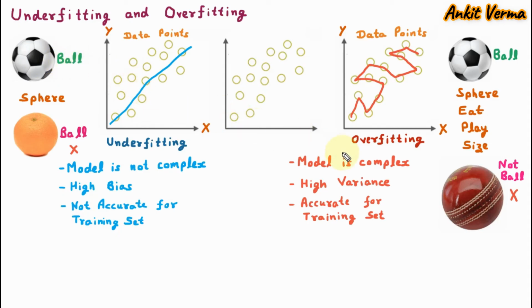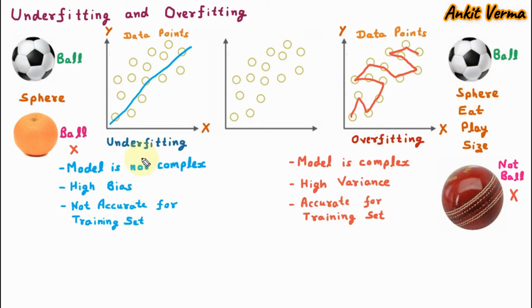On the other side, in overfitting, we have taken the ball for training. So this is the training set, and here we have taken various properties or attributes to train the model. So if we give this data set again, the model will be accurate, meaning it gives the correct result for the training set. So we can say that in overfitting it is accurate for the training set.